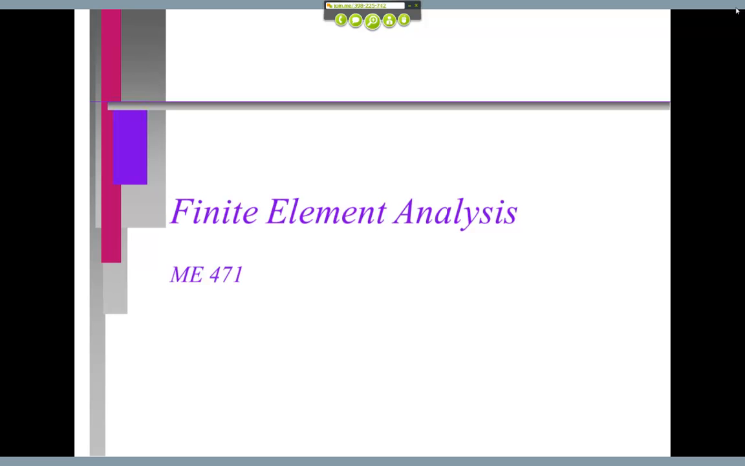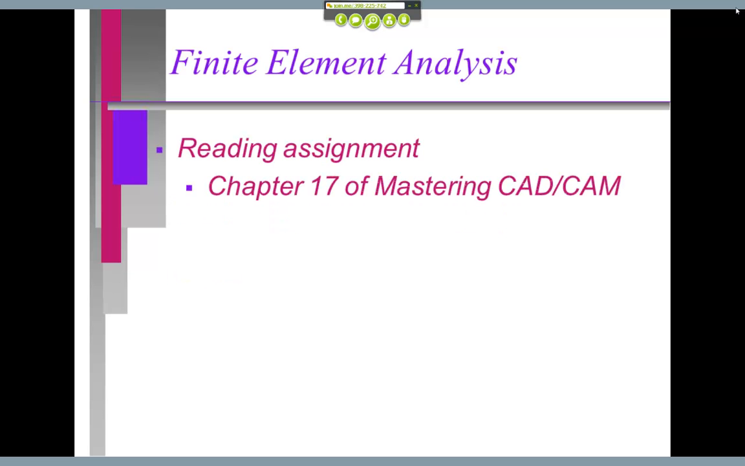We are switching to a new topic. The topic that we're going to be discussing this week and a little bit next week is finite element. The finite element is based on chapter 17 in the textbook, and so you should begin reading that material. That material is at best an overview of how finite element modeling is done.